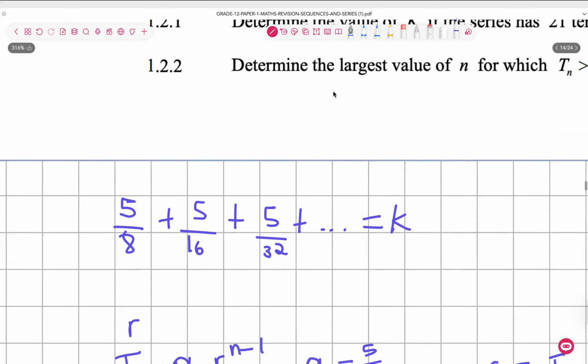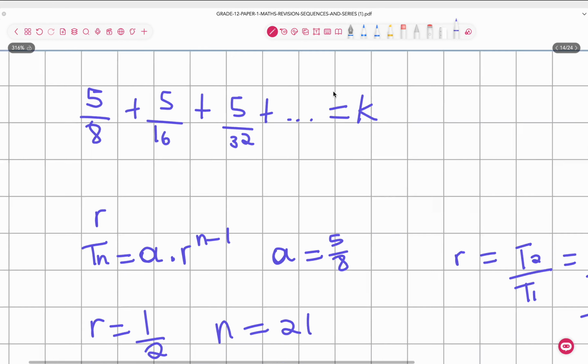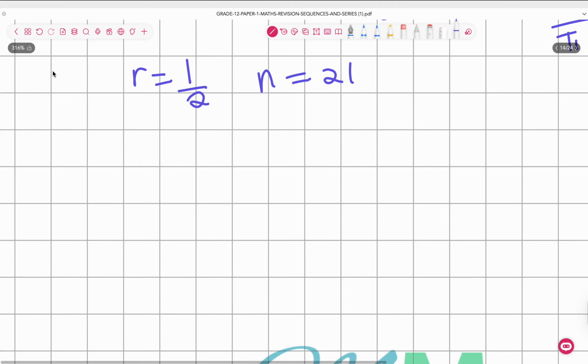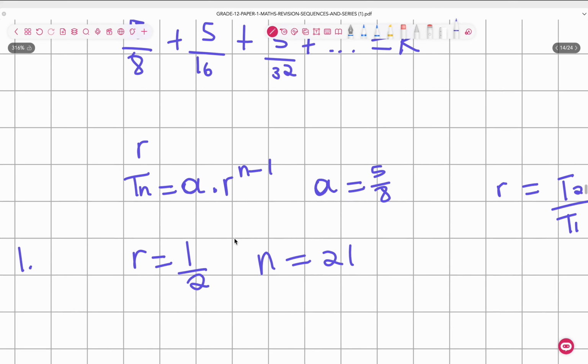So what is the question basically asking you? You are given this geometric series, which is 5 over 8, 5 over 16, 5 over 32, and it has 21 terms. So if you are to add up all those 21 terms, what will it give you? So that's essentially what the question is saying. 1.2.1.